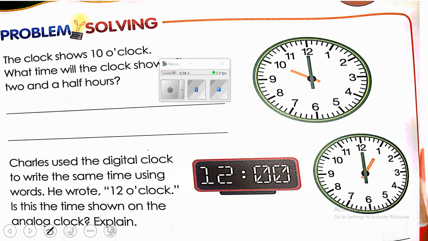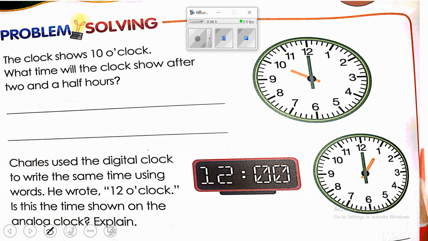Let's go now. This is the problem solving. The clock shows 10 o'clock. What time will the clock show after 2.5 hours? So it is 10 o'clock. I want 2 hours after and a half also. So let's jump. Here is the next hour. The next hour. I have 2 hours more.